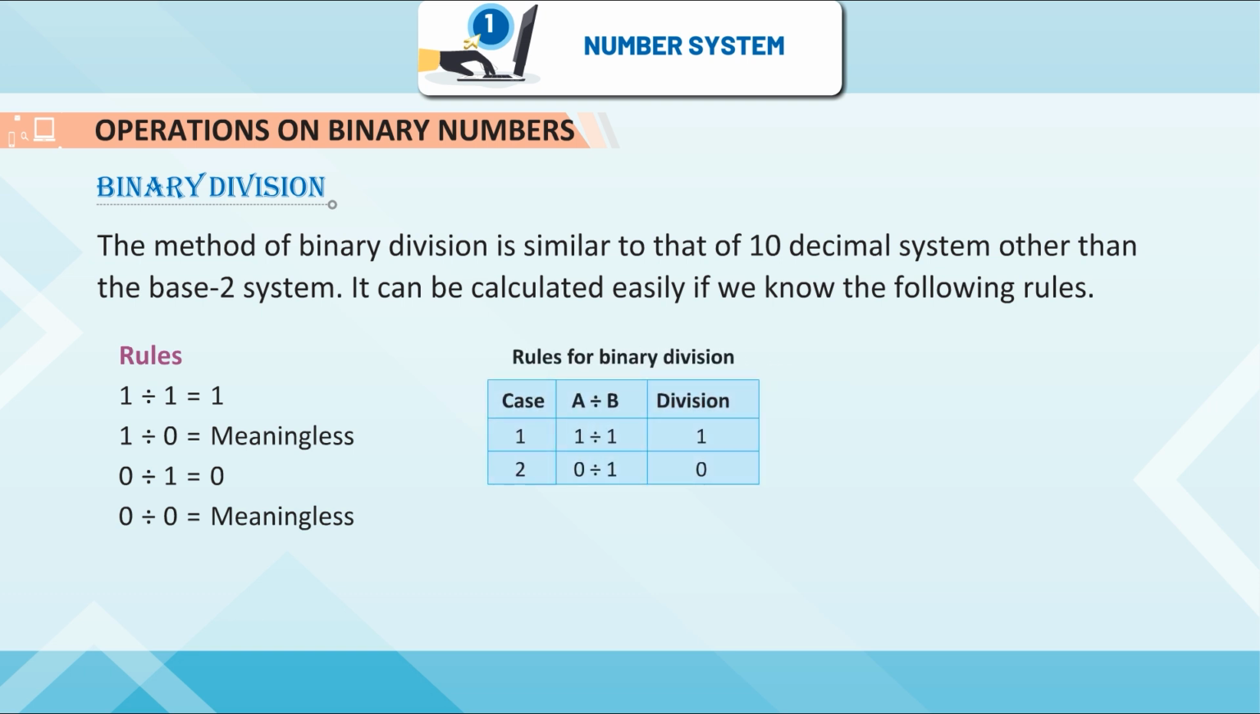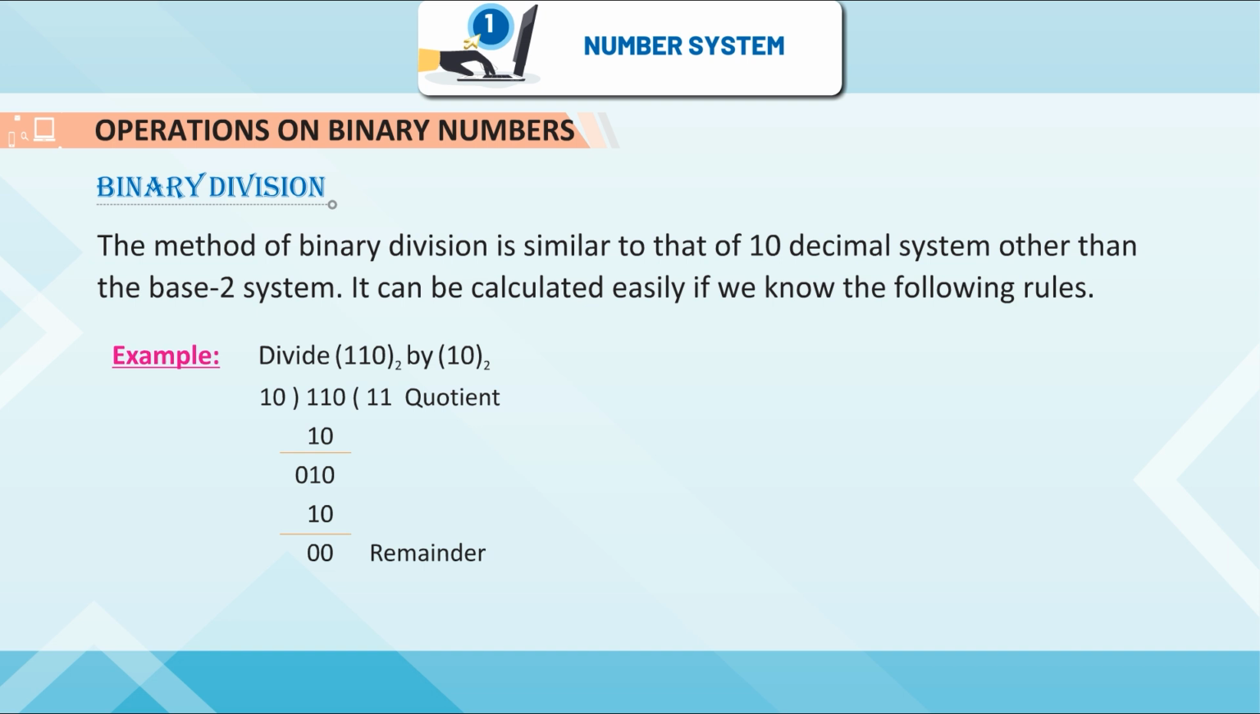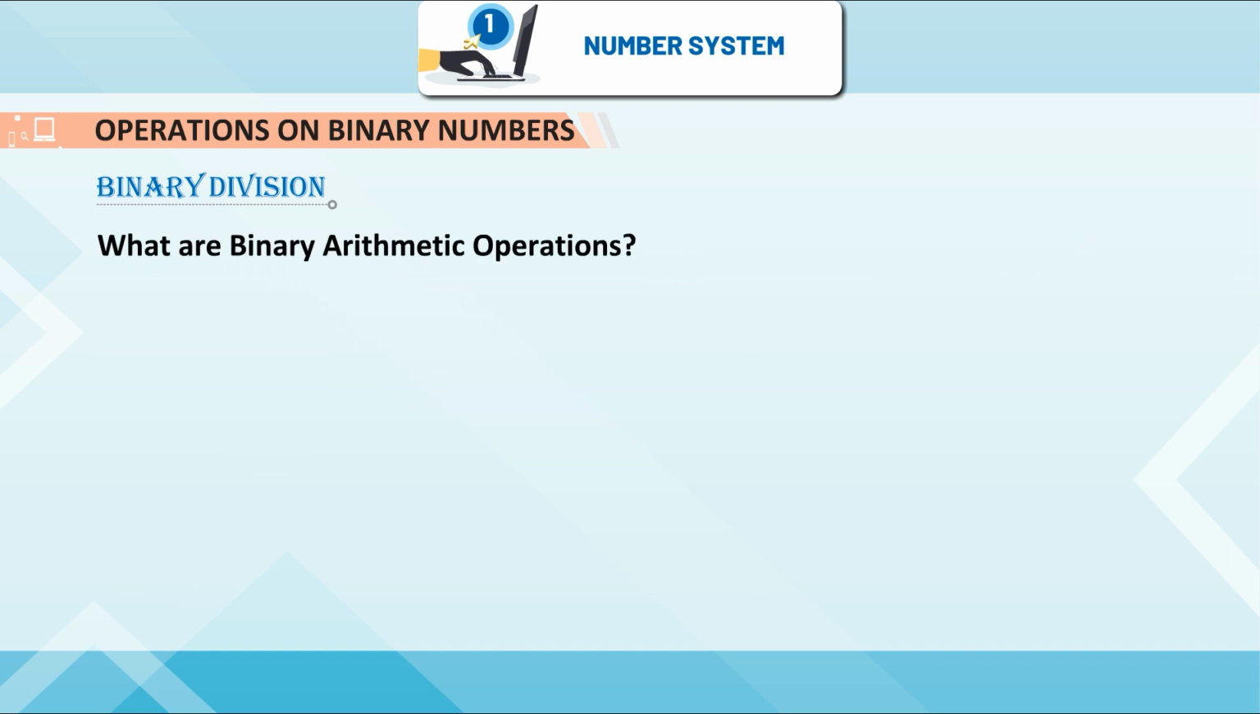Rules for binary division. Case 1: A divided by B, 1 divided by 1, division 1. 2. 0 divided by 1, division 0. Example: divide 110 with base 2 by 10 with base 2. Quotient 11, remainder 00.